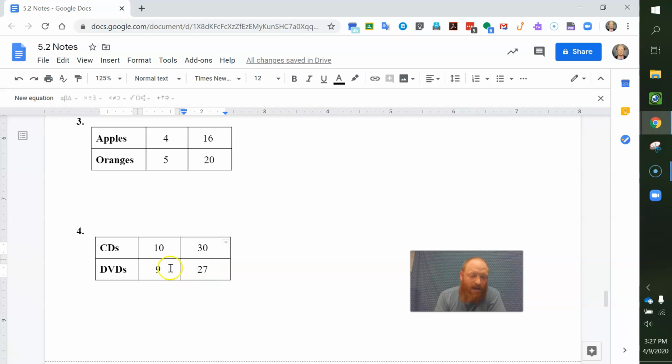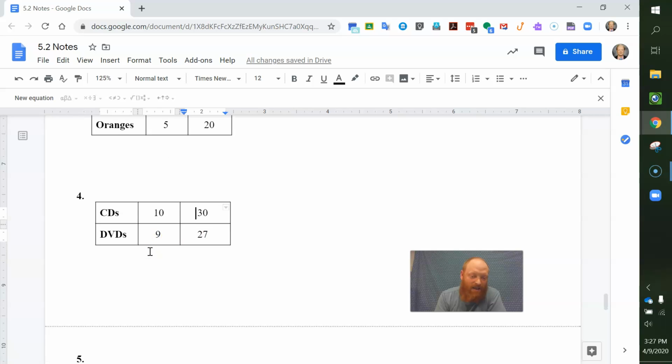Okay, so if we have 30 CDs, that means we have 27 DVDs. And then in order to get to 9, we have to divide by 3. So if we have 9 DVDs, we divide this by 3, and we get 10 CDs.